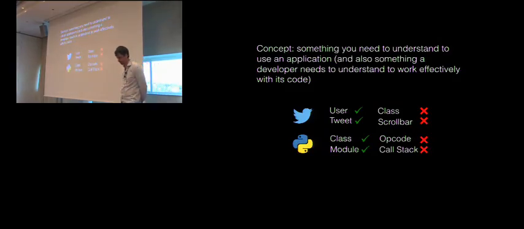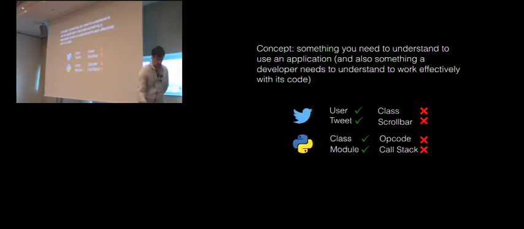A key aspect of the theory is the notion of a concept. That is something you need to understand to use an application, and also something that a developer needs to understand to work effectively with its code. So take Twitter, for example. The notion of a user and a tweet would be concepts, while something like a class, assuming that they're using some object-oriented language, would not be a concept since a user of Twitter doesn't need to be concerned with that at all.